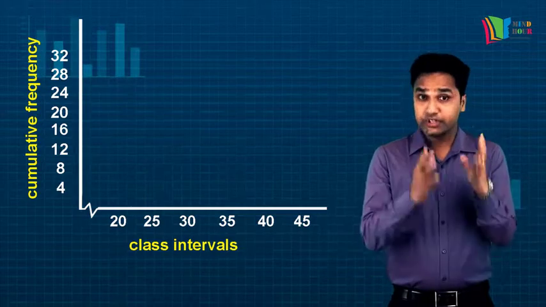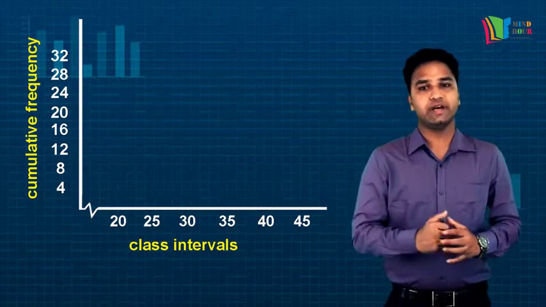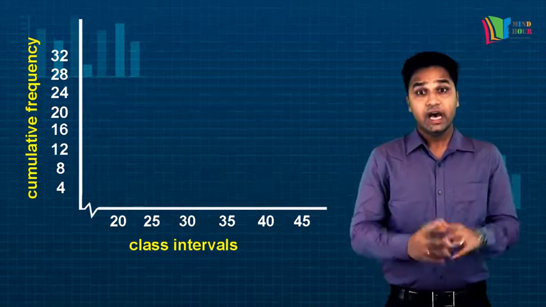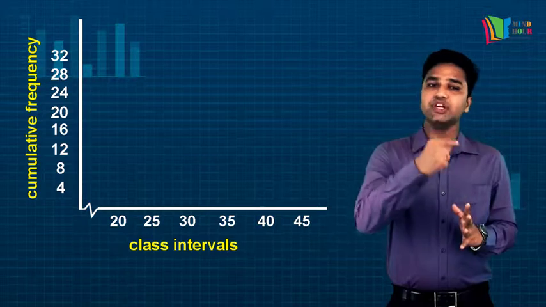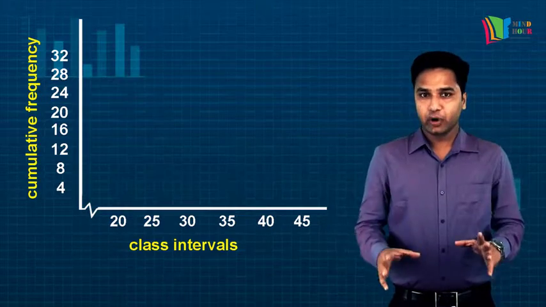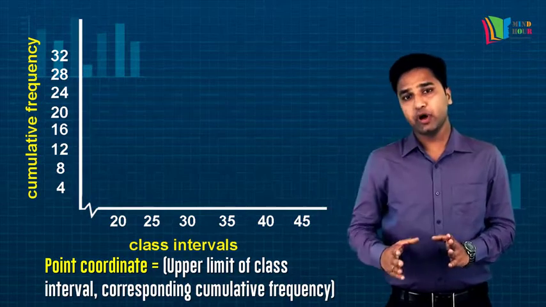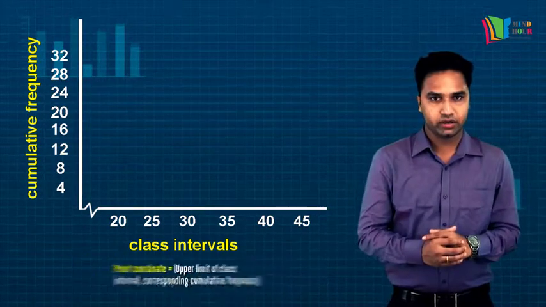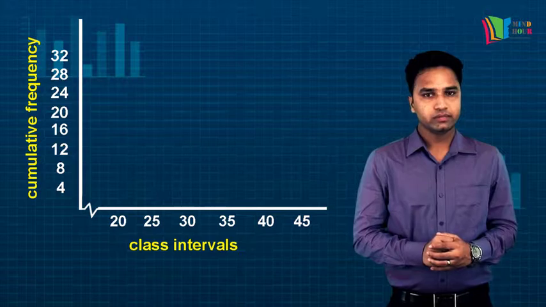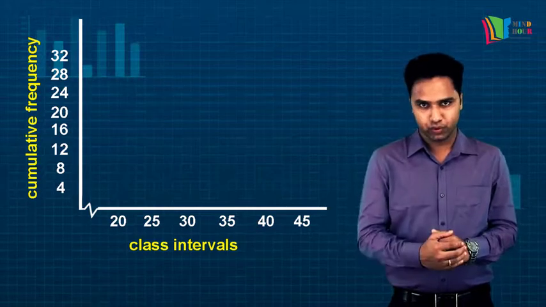Since the class intervals start at 20 and the class size is 5, we use a kink and proceed to mark the x-axis as 20, 25, 30, 35, 40 and 45 and mark the points 4, 8, 12, 16, 20, 24, 28 and 32 on the y-axis. For marking the points, we take the upper limit of the class interval as the x coordinate and its corresponding cumulative frequency as the y coordinate. However, remember, the first point is always on the x-axis. It represents the lower point of the first class with cumulative frequency as 0.